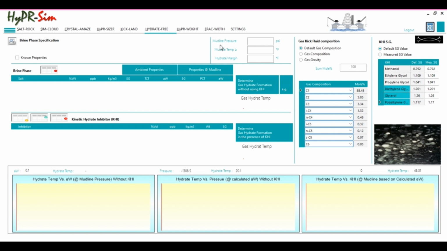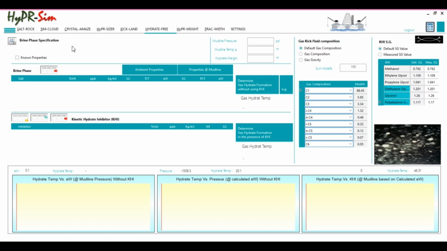Overall, the gas hydrate problem is a significant challenge in deepwater drilling, requiring careful planning, advanced technology, and proactive management to ensure safe and efficient operations. Failure to address these issues can lead to costly downtime.